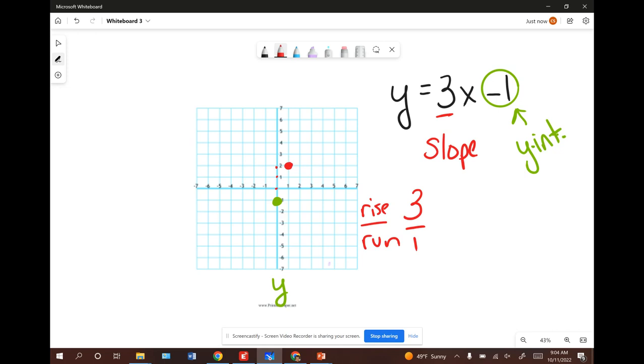And I'll continue this pattern. Up 3 again, 1, 2, 3, to the right 1. And I could follow it down the other way. I could go down 3, 1, 2, 3, and to the left 1. And you'll see that it makes a straight line. So that's how we would graph in slope-intercept form. I'm going to show you a couple different examples now.